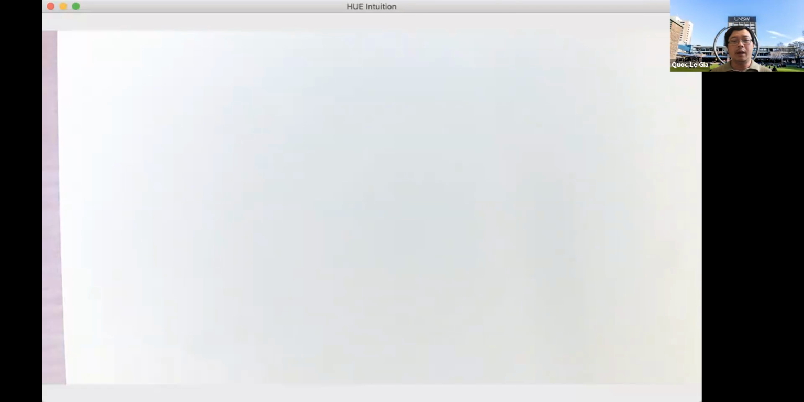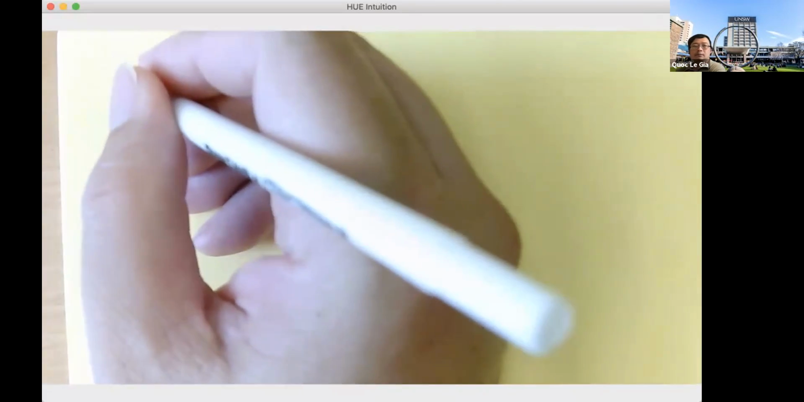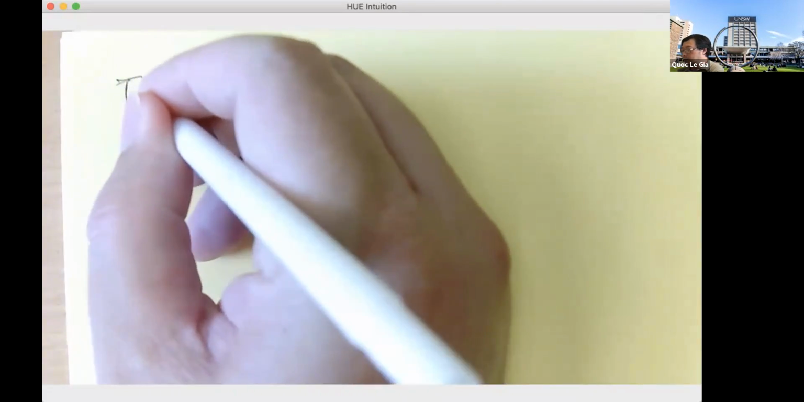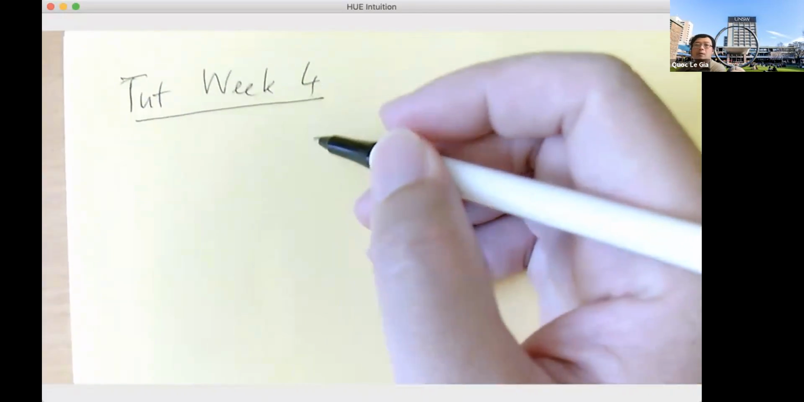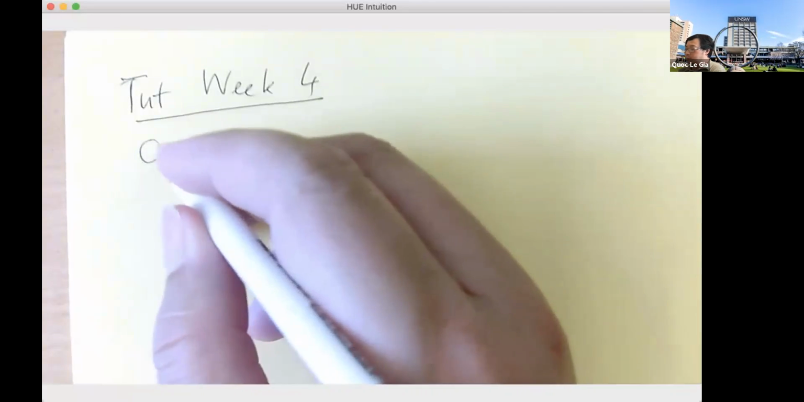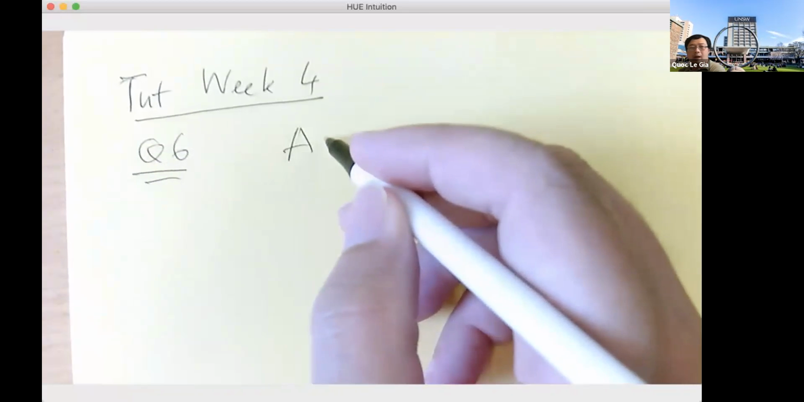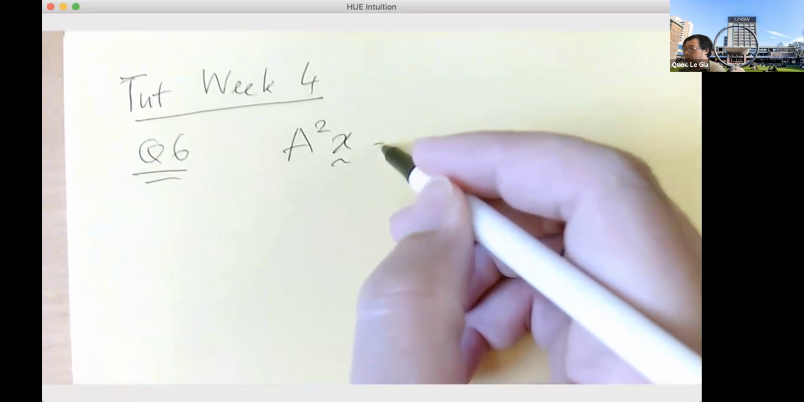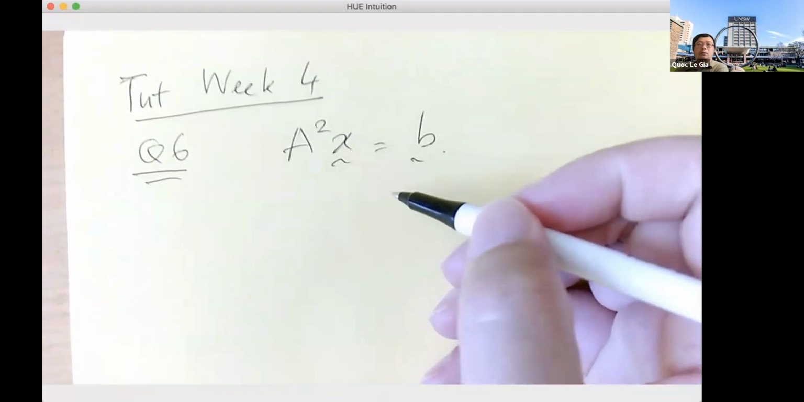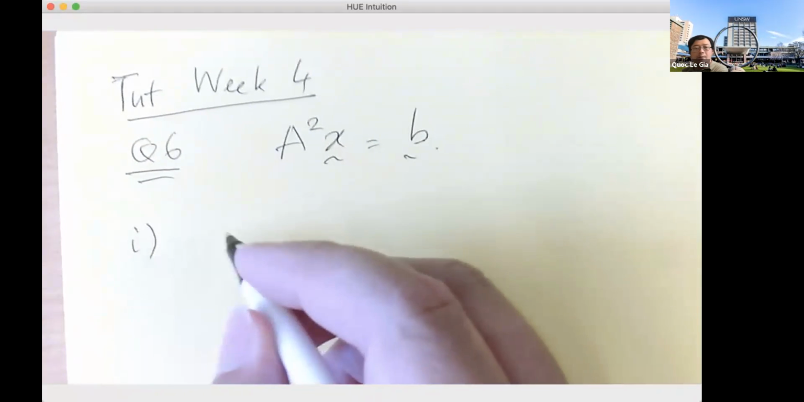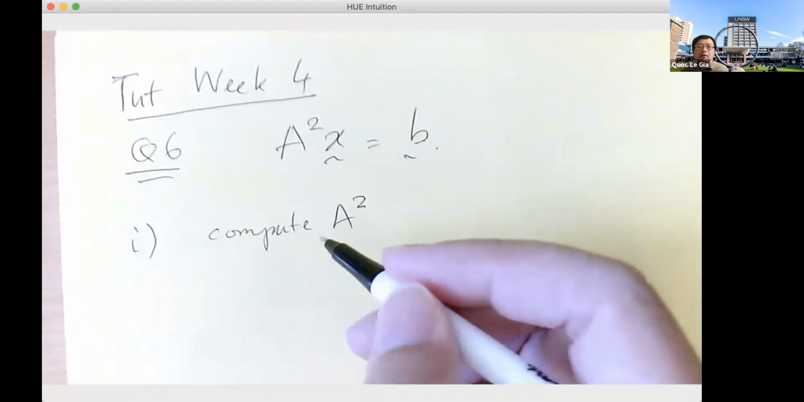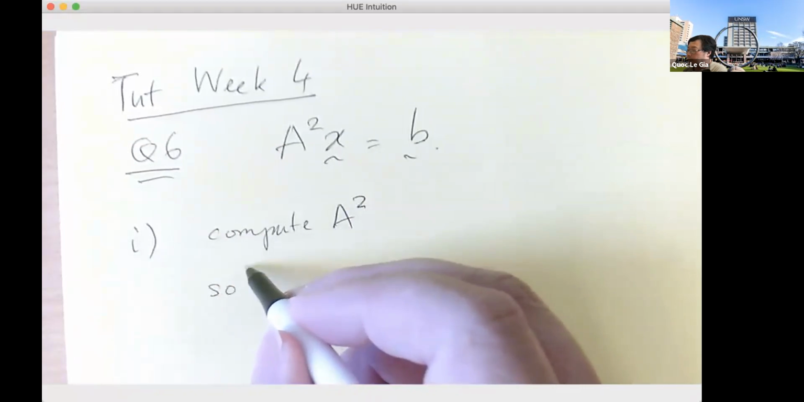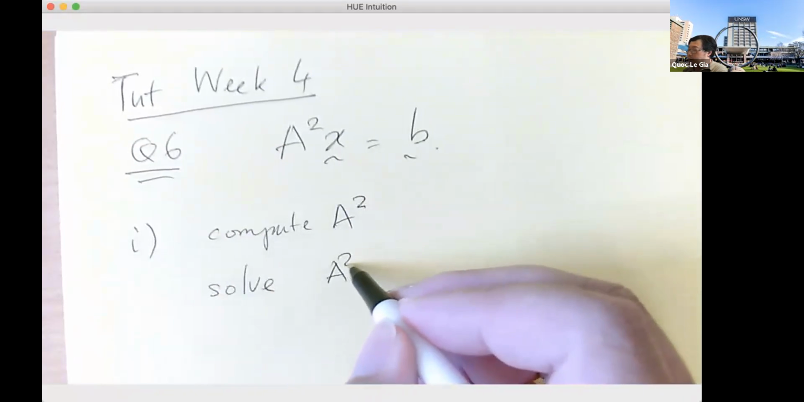So you can see that we have A squared x equals b. This is tutorial week 4, question 6. We solve A squared x equals b in two ways. The first is you compute A squared, then you solve A squared x equals b.